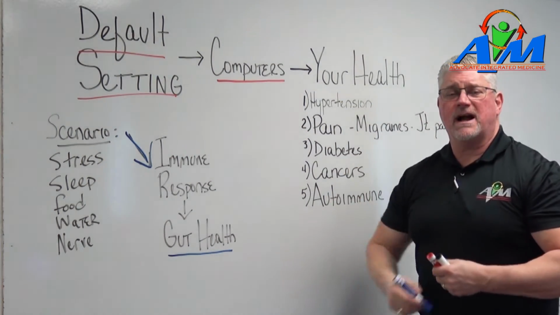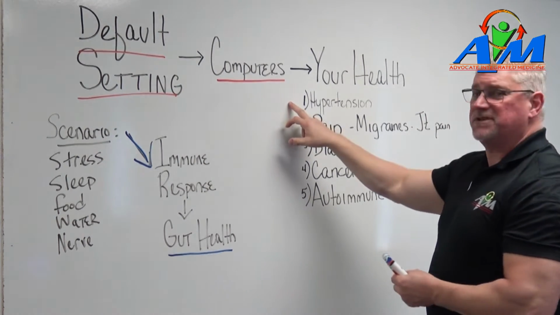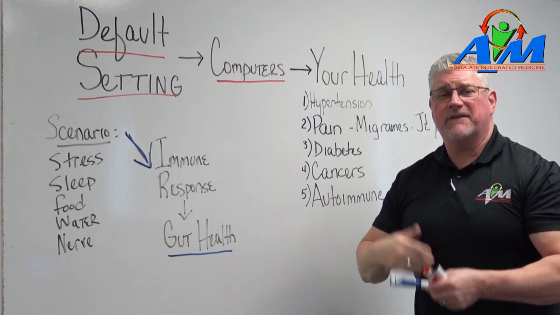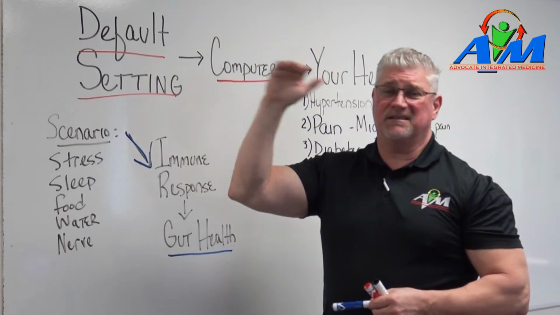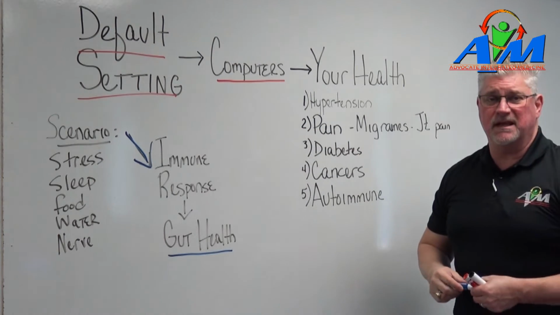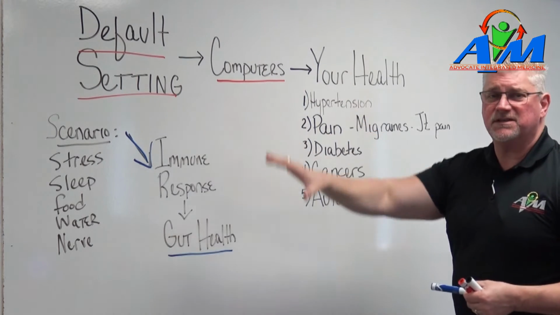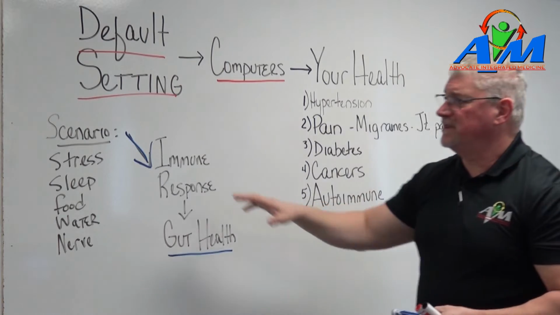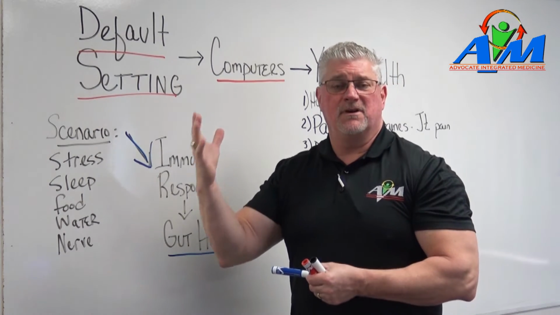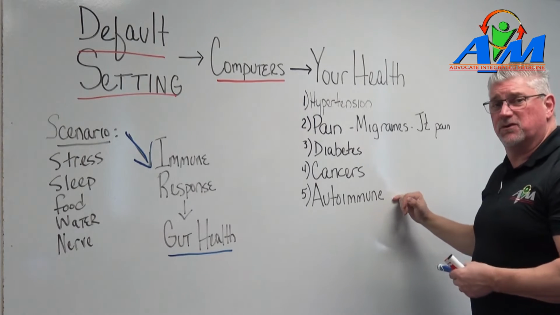So when we move from computers, how does that look in your health? If you have chronic repetition with your health, meaning hypertension, your blood pressure gets too high. It's situational, but after so many years, your blood pressure gets high and stays high. Hypertension, pain such as migraines or joint pain, chronic pain does the same thing. All of this is your default setting, meaning that when this scenario occurs, there are certain things in your body that will flare up or act up. That can be diabetes, cancers, or autoimmune issues.